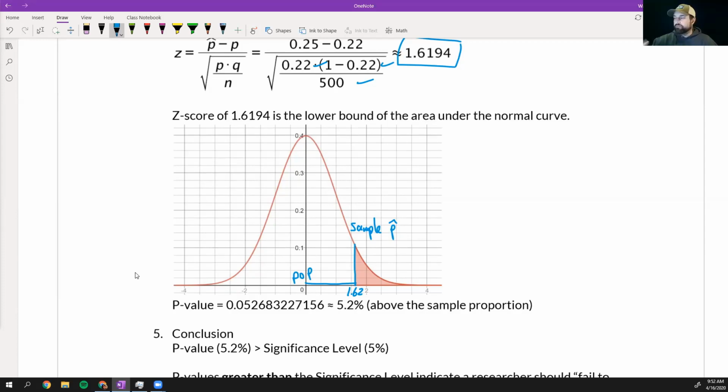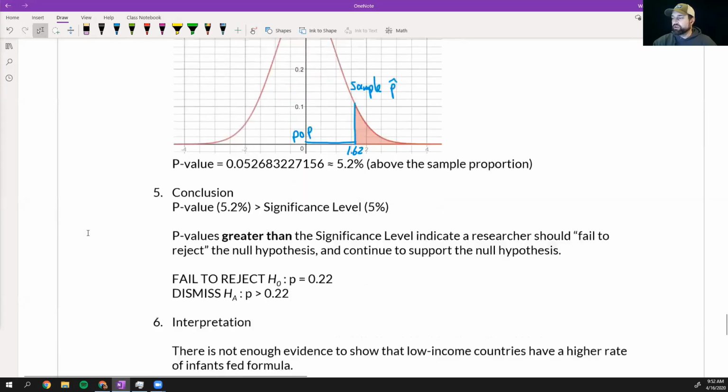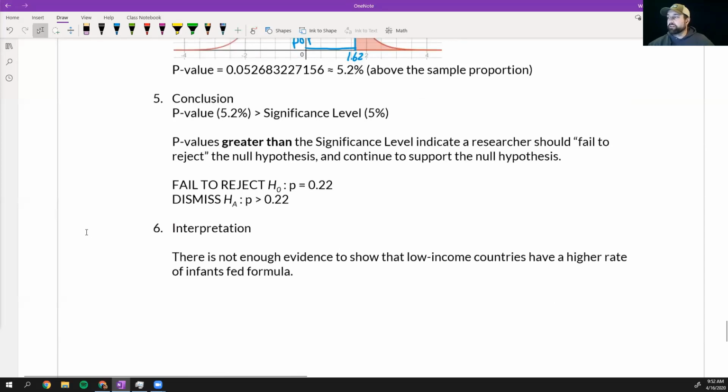And we've done this for a long time. We've been playing with these z-scores for a couple chapters. So if you take a look at that number, it turns out that that p-value, this area, is 5.2%, which is greater than our significance level. So that's bad. That means we don't get to reject the null. We fail to reject the null hypothesis.